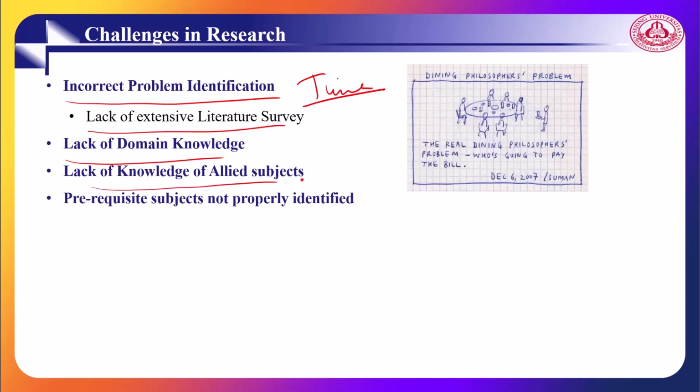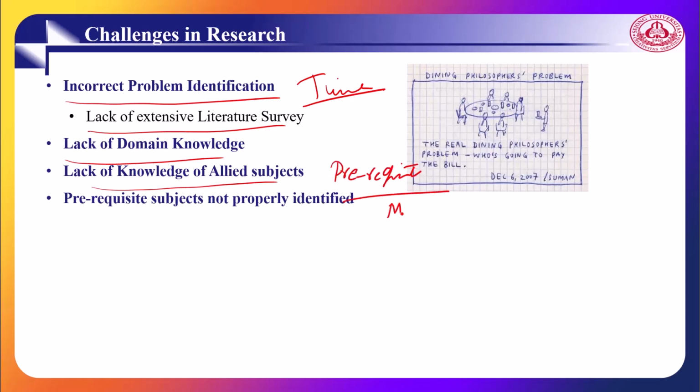And lack of knowledge of aligned subjects. So ignoring related fields can limit the research scope and applicability. So this lack of knowledge of aligned subjects can result in a narrow perspective and outlook insight. So you must be able to read the prerequisites.